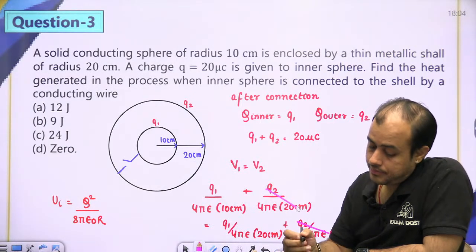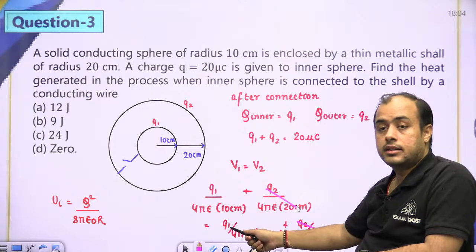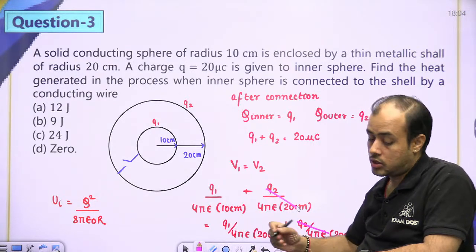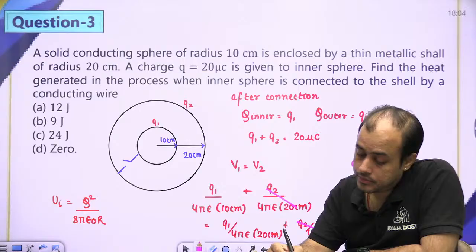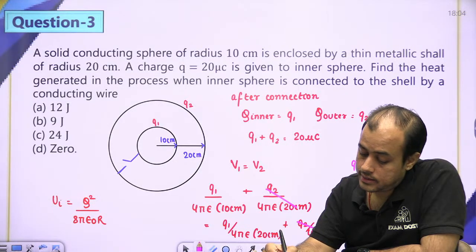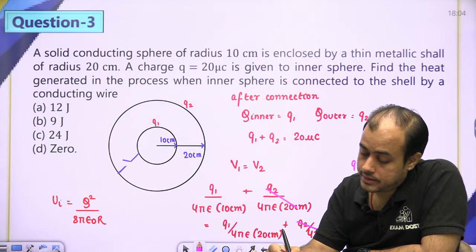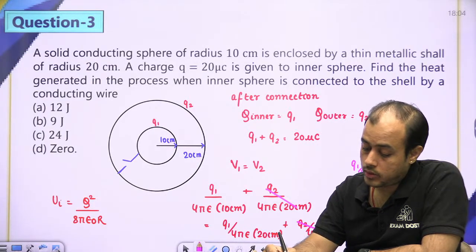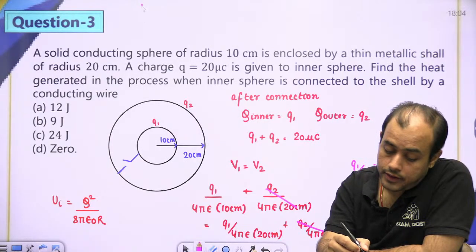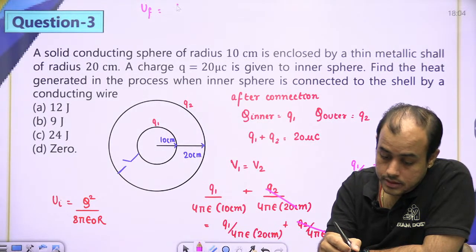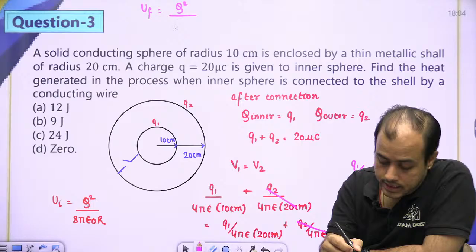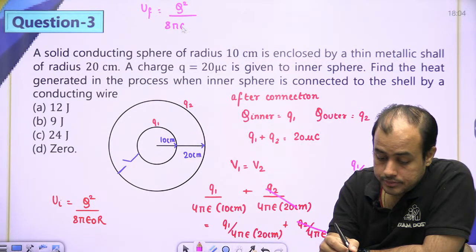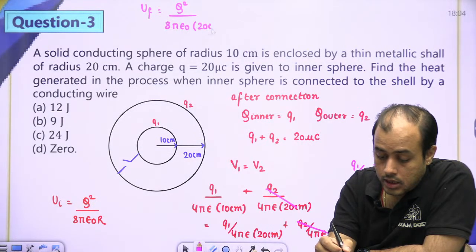this will be cancelled. Now what does it mean? Q1 by 10 is equal to Q2 by 20. So it means Q1 will be 0. Okay, that means Q2 will be 20. So the final energy will be, the entire charge goes into the outer sphere.